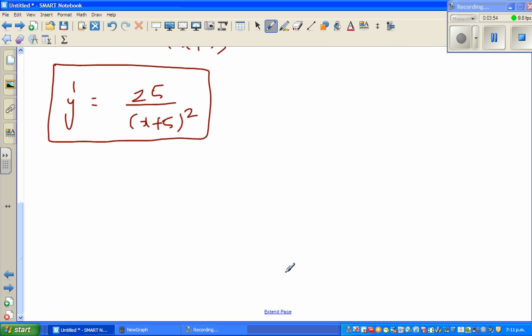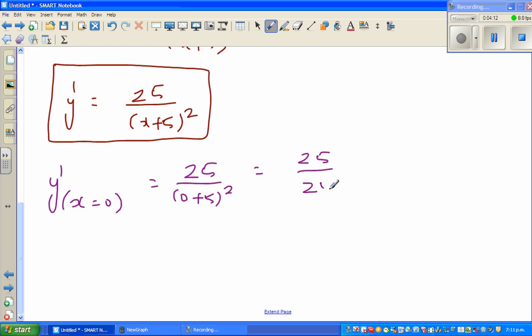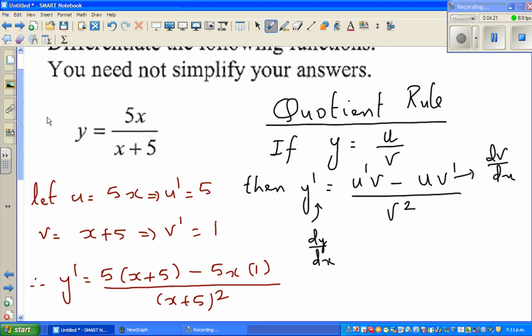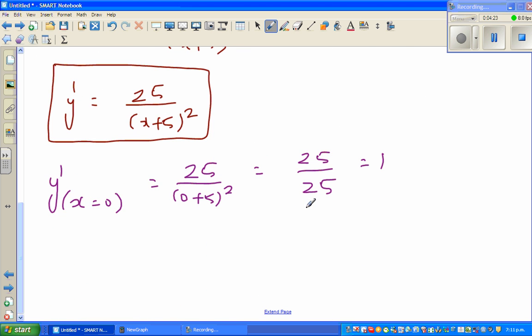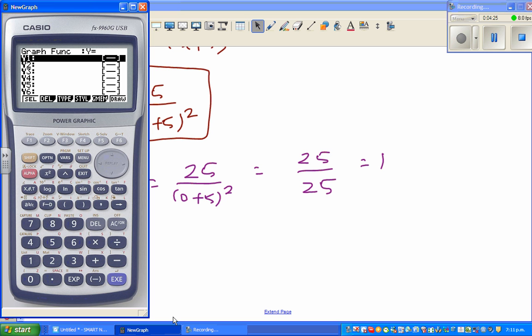So let me use a different color. So y prime at x is equal to 0. You simply put 0 into this equation, which is 25 over 0 plus 5 squared, which is 25 over 25, which is 1. So we are saying the gradient function of this given function is 1 when x is 0. So let's check that on the calculator.